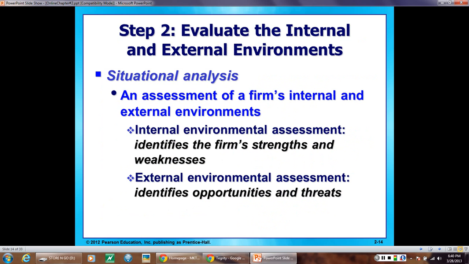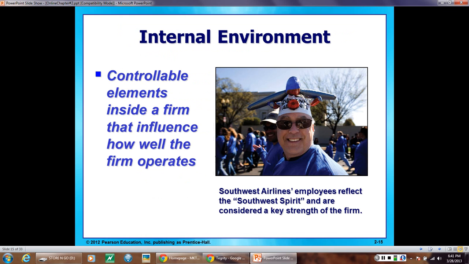Okay, here's another part. Once you've determined what the mission statement is, now you have to look at the internal and external environment, and we're going to go into what all these are. Your internal environment, basically do a SWOT analysis that looks at your strengths, weaknesses, opportunities, and threats. And then the external environment looks at everything outside of the organization. Your internal environment is the controllable elements inside a firm that influence how well the firm operates. That's your products, your employees, your production facilities, anything that's within the confines of the organization.